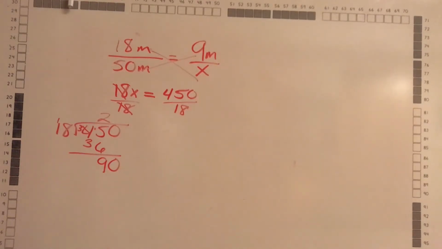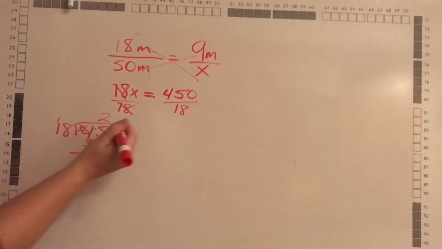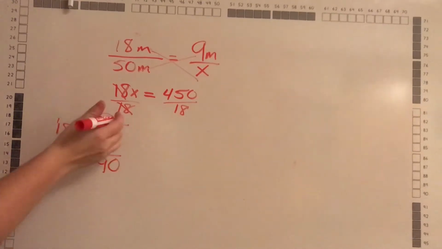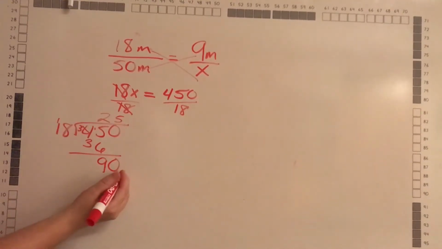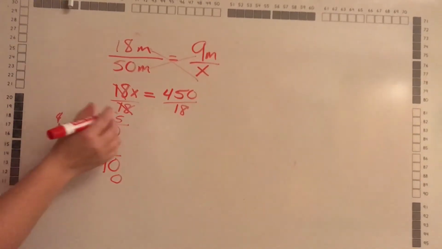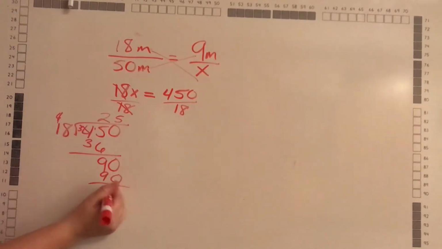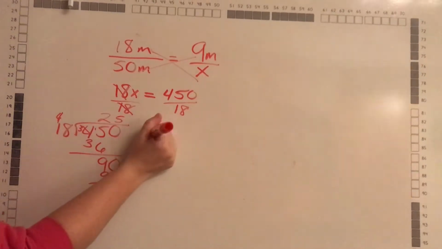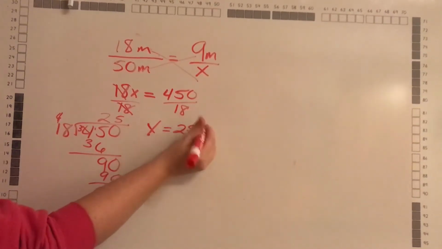I'm not sure I did that right. Would be 4. I think I did my math wrong on this. Okay, let me see. Let's try 5. Okay, 5 times 8 is 40. Oh, that's right. Okay, so your answer is 25. So x equals 25.